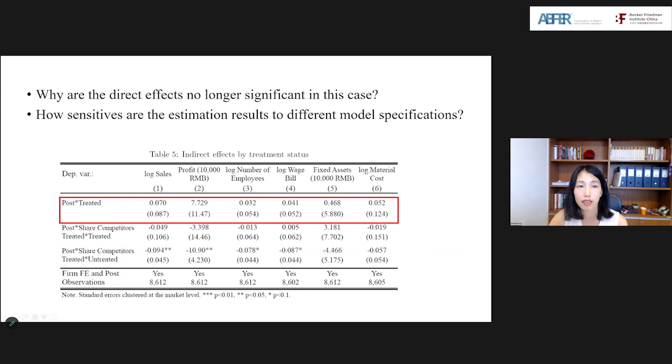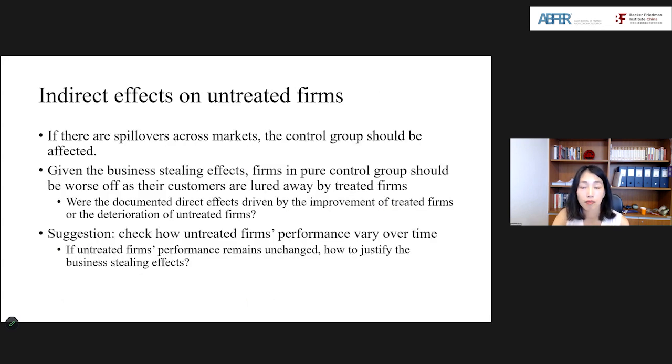And also for the indirect effects, some of them are no longer significant once we change the model specification. So I buy the part that it might be due to low power, but I'm also curious whether it's sensitive to the different model specifications. Also the indirect effects: my guess is that if there are spillovers across markets, the pure control groups should be affected as well. Given the business stealing effects, firms in the pure control group should be worse off as their consumers were basically given away to all the treated firms, even if they are in other markets. For me, if I see that the quality in the other market is much larger, I wouldn't mind traveling to markets that are far away. So there might be indirect effects on the control group per se. And this could be easily done by just focusing on the untreated group to see whether the effects are there.